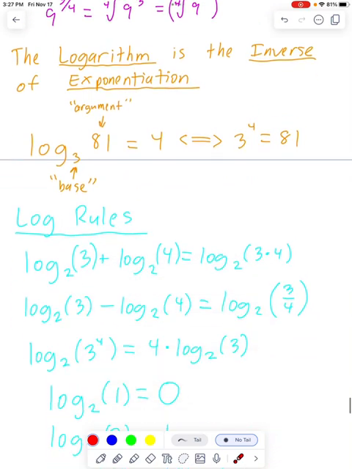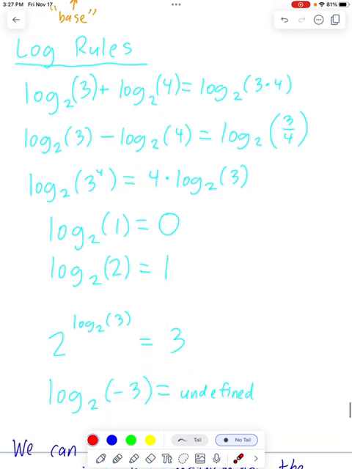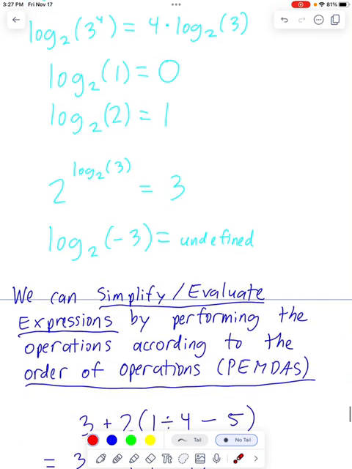Now there are log rules, such as the sum and product rule, difference and quotient rule, and exponent rule for the log. The log of 1 is always 0. The log where the base and argument are the same number is always equal to 1. And 2 raised to some log with the same base as the base is equal to the argument. And there is no such thing as a log with a negative argument. This will always be undefined.